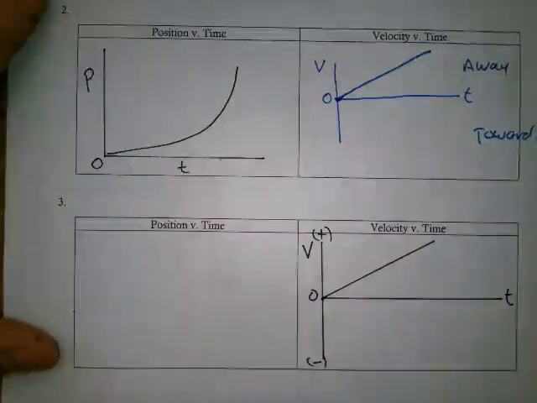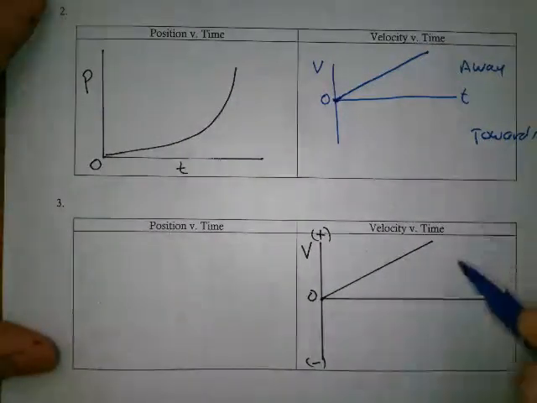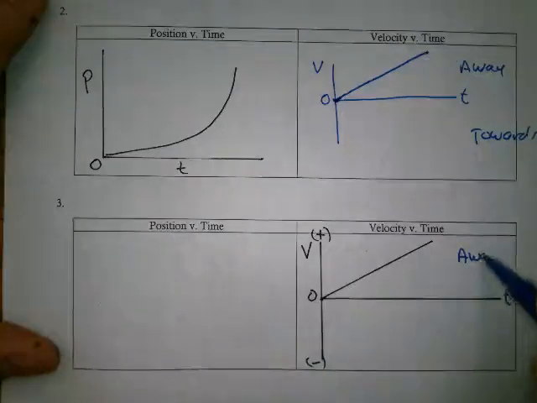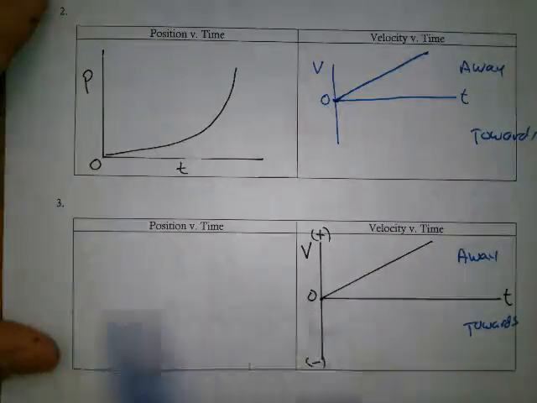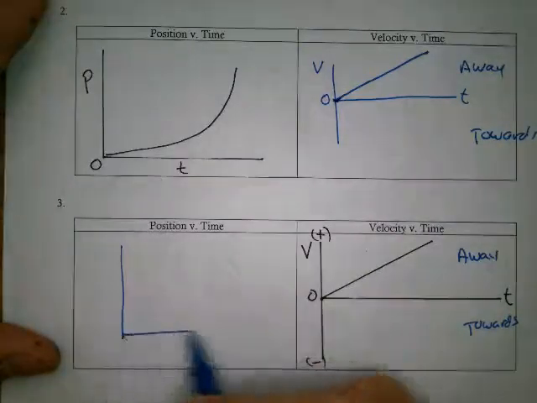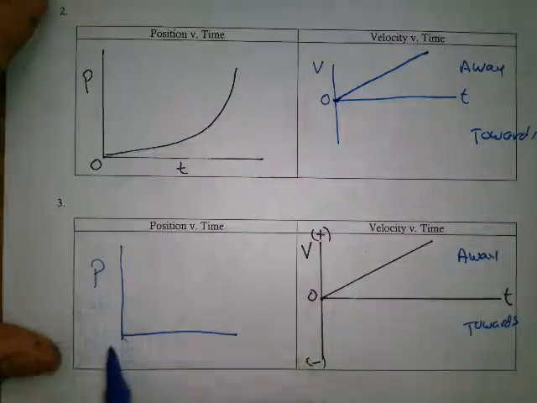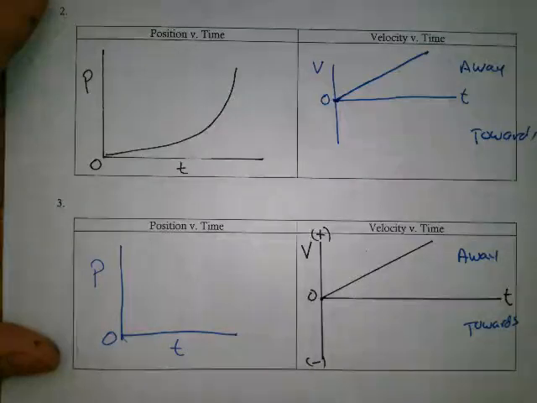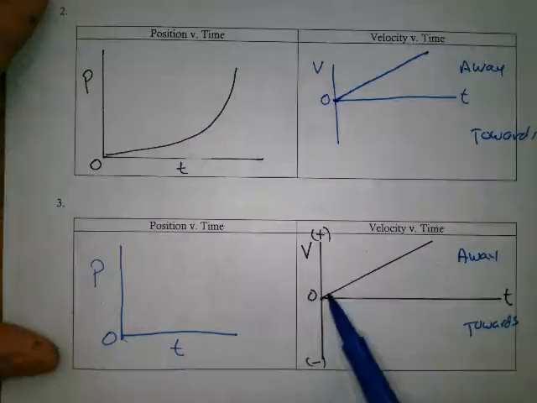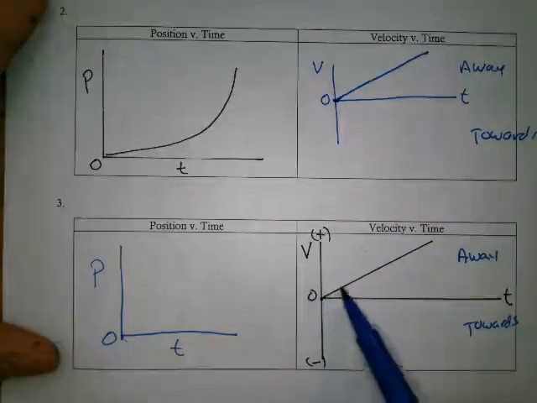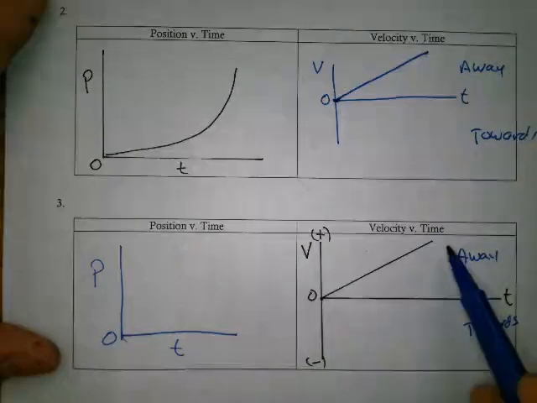Number 3, I've given you a velocity time graph, and we know again that this is away from the origin up here, and this is towards the origin down here. So this line is moving away from the origin. So let's go ahead and draw our position time graph axes. There we go. And we know that it's moving away from the origin, so we know it's going to be starting here and going something. And this is an object that's going faster and faster.